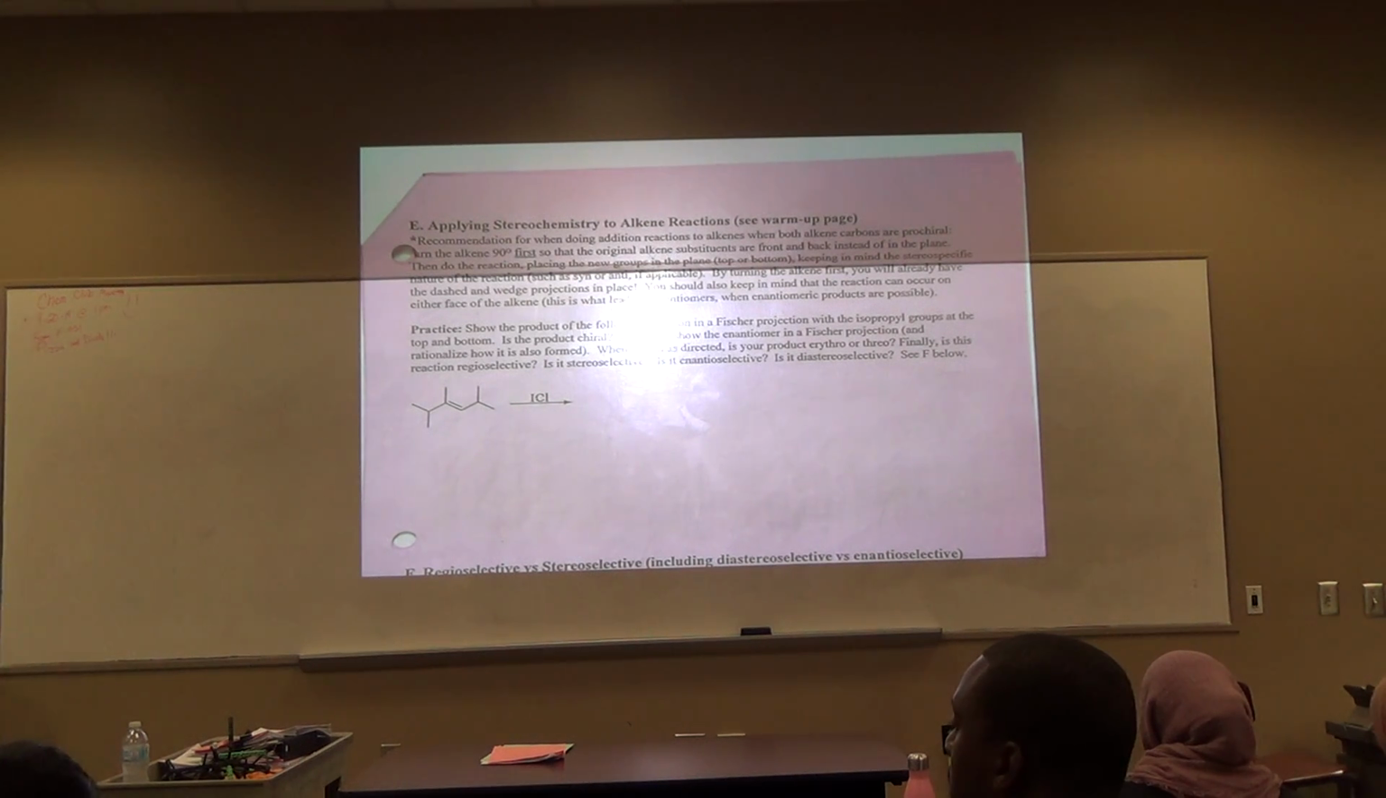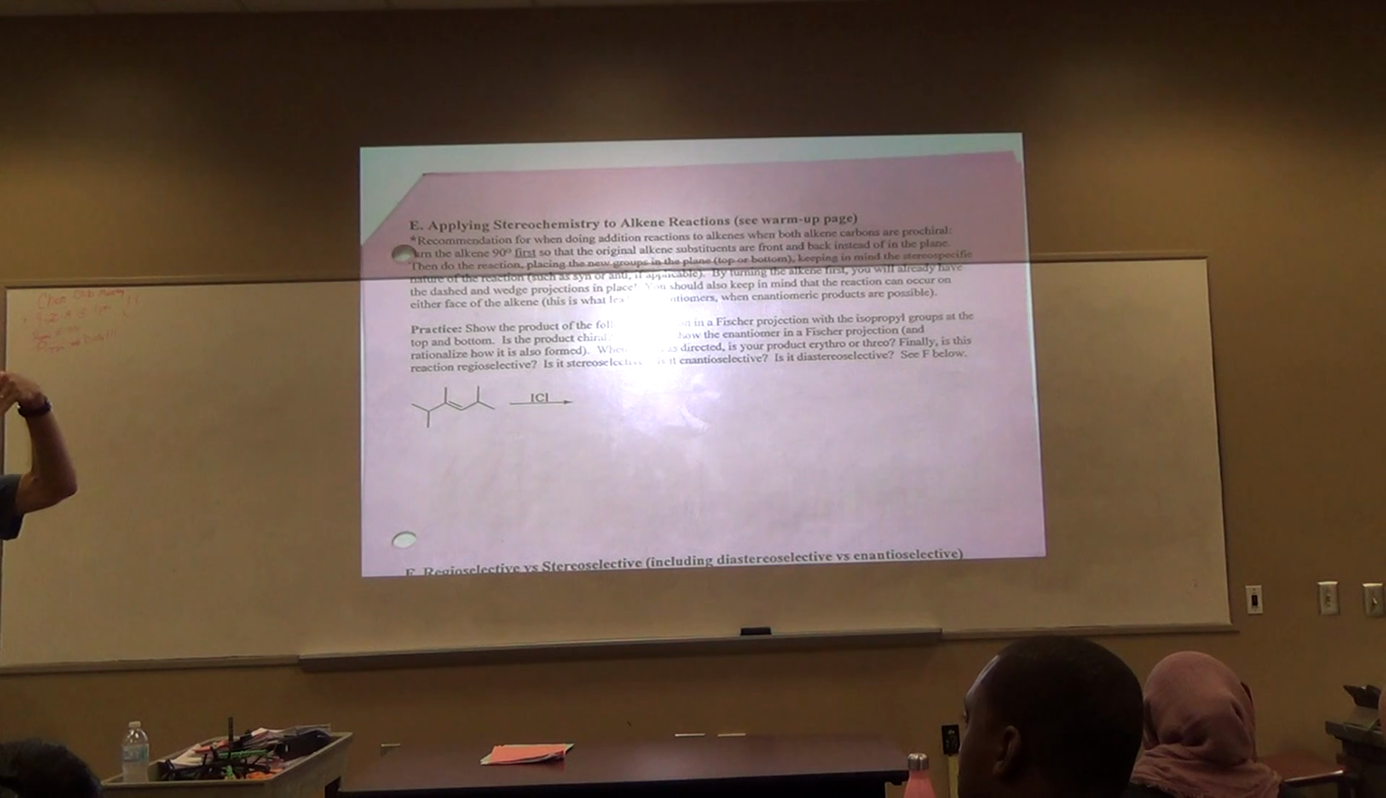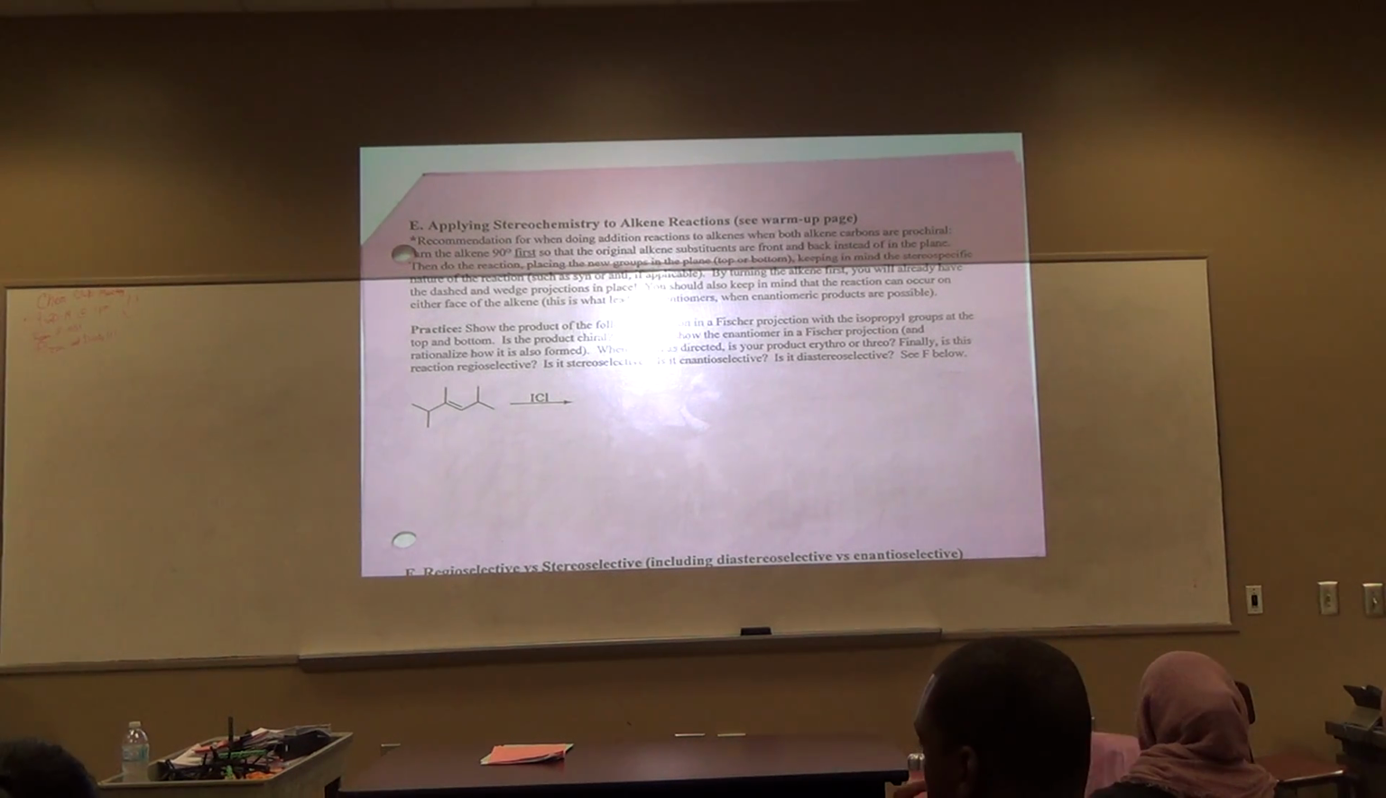What do you know about the addition of halogen to an alkene? It's a trans addition. Why is it a trans addition? Because you get a bromonium that's back bonded, and then the other halide comes in and attacks backside, opens it up. Okay? It's trans addition with the interhalogen, ICl.